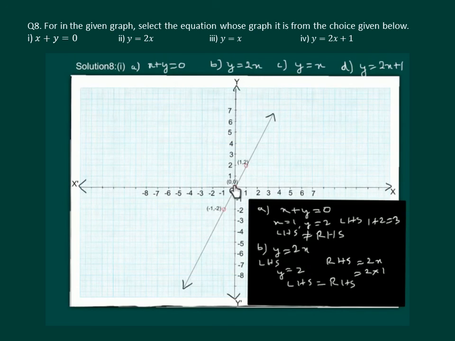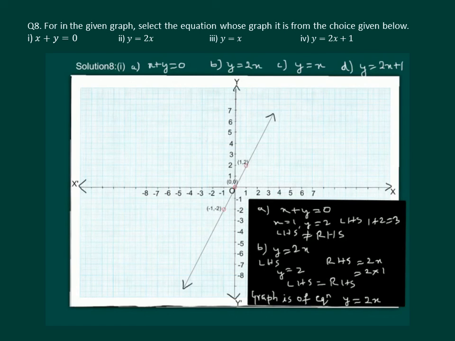Let us check for (0, 0). If we put x equal to 0, we will get y equal to 0. So again the equation is satisfied. If we put x equal to minus 1, we get y equal to 2 into minus 1, which is minus 2. So again the equation is satisfied. Hence we can say that this is a graph of y is equal to 2x. And in the answer we can write that the graph is of the equation y is equal to 2x.